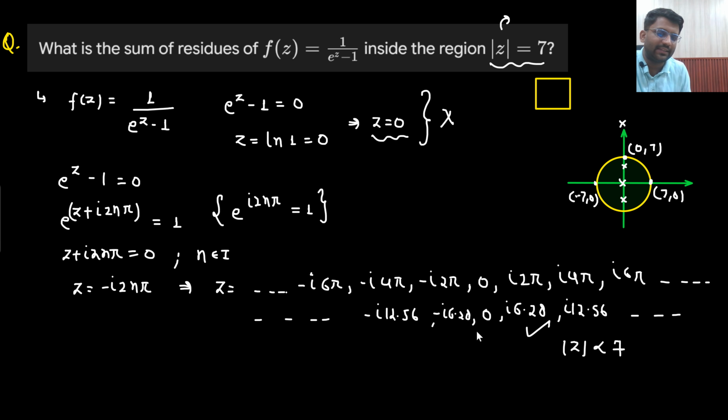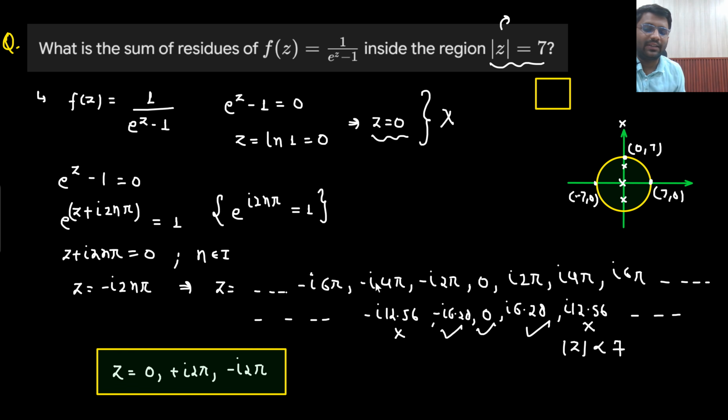So this point will be lying inside, this point will be lying inside, this point will be lying inside, this point would be outside, this point would be outside. So which all points are lying inside? Sir, z equals 0, plus iota 2 pi and minus iota 2 pi. Sir, these 3 points are lying inside.